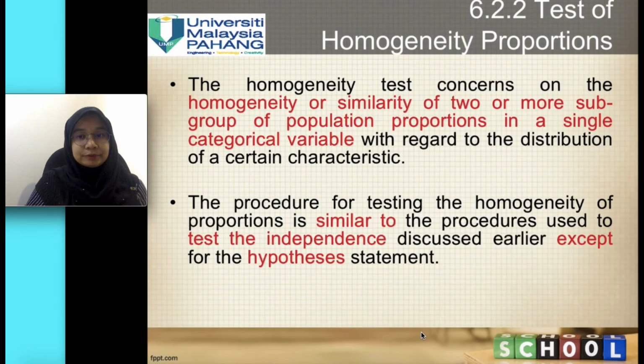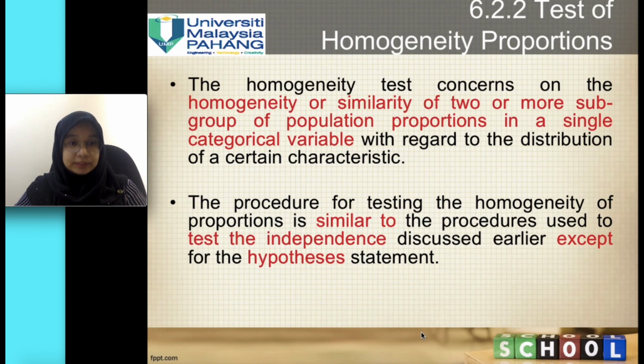The last subtopic, 6.2.2, test of homogeneity of proportion. As I mentioned, the test of homogeneity is the same as the test of independence. The procedure is the same. The difference is about the hypothesis only. Because with the independence hypothesis, you want to test the relationship. In homogeneity, we want to test the similarity.